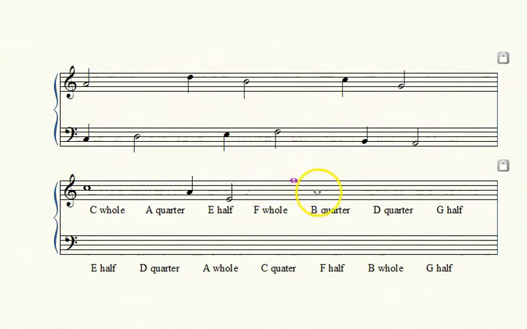Next, we have a quarter note B. So on our third line, we have B, and our stem will be facing down. Next, we have a quarter note D. On our fourth line, we will have our D with our stem facing down. And then last, we have a half note G. Since it's on the second line, our stem will face up.